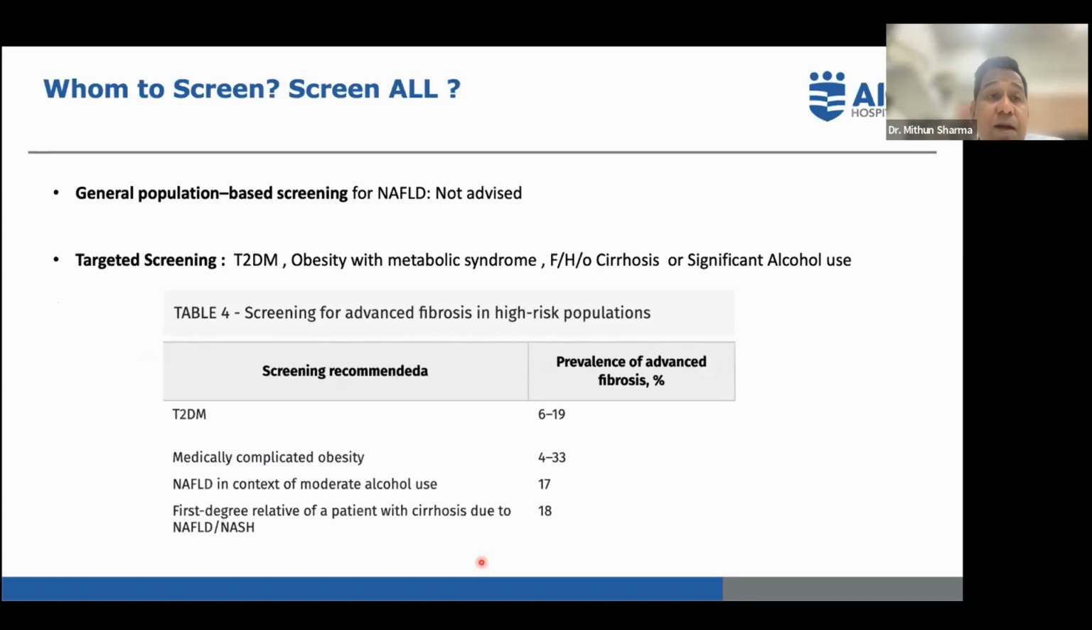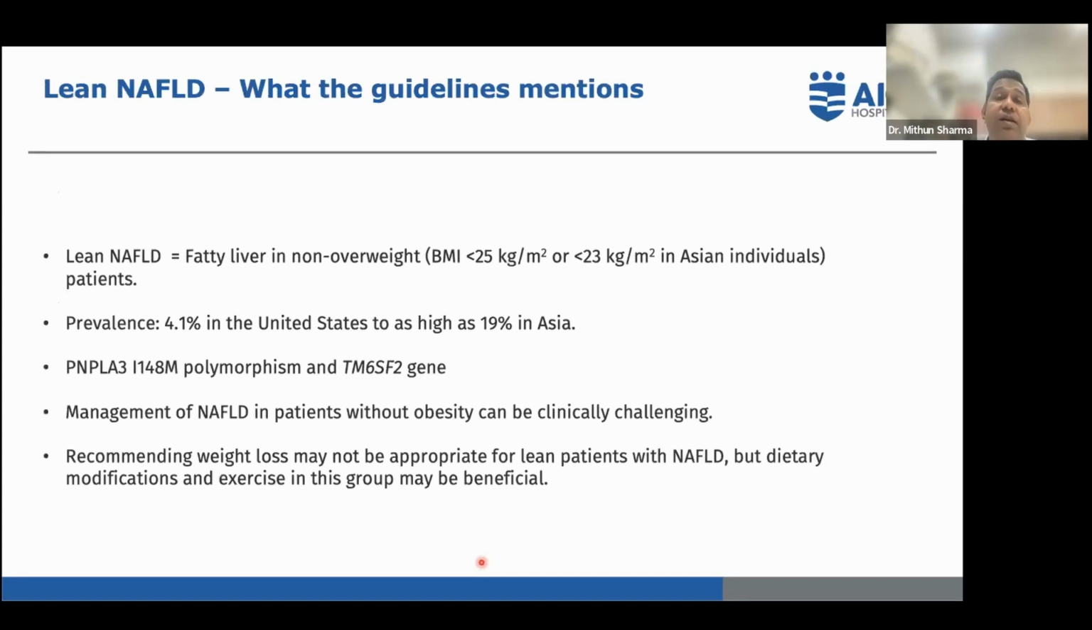Particularly, keep in mind that diabetic patients, obese patients, moderate alcohol use, and first-degree relatives should not be missed for screening. Coming to lean NAFL, there is a patient population who are not very obese or look thin, and this is what is called the Asian paradox. These patients can still have fatty liver. It is as high as 19% in Asia and around 4% in the United States.